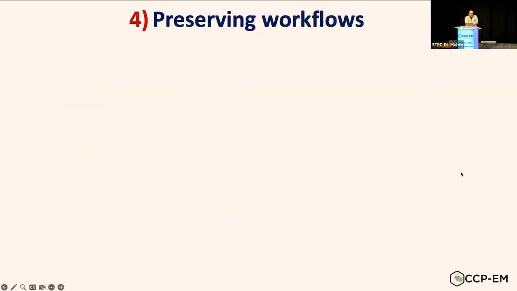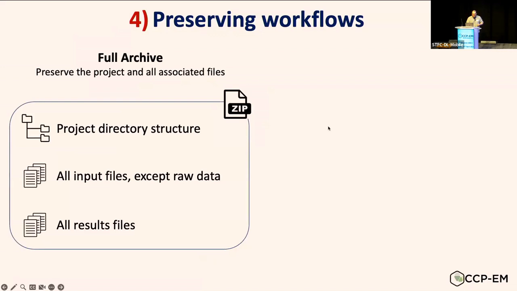So another task of the pipeliner is to preserve workflows. So again, if you give it a terminal job, it can produce a zip archive. The first type is a full archive. So this preserves the project's directory structure, all the input files you used, and all the results that were produced. And this is all packaged up in a nice zip archive, a single file preserving your entire workflow.